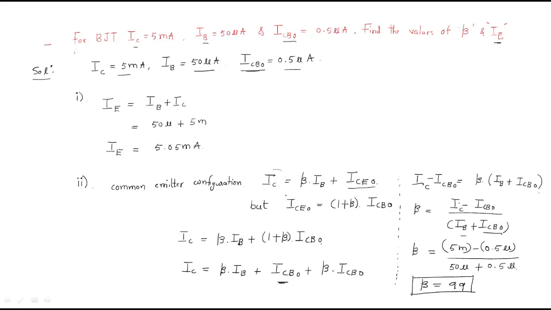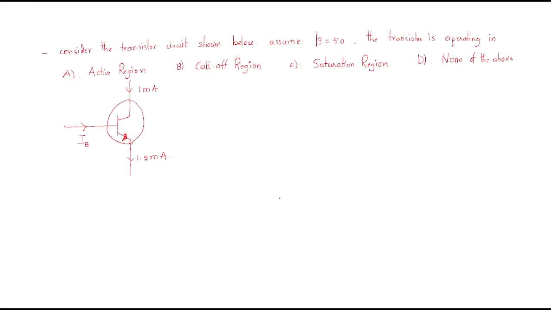And the next problem, here this is the next problem. The next problem is, consider the transistor circuit shown below. This is the transistor circuit. Look at here. Beta equal 50. The transistor is operating in A active region, B cutoff region, C saturation region, D none of the above.